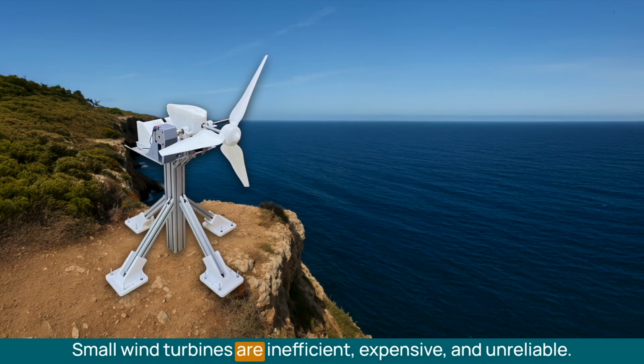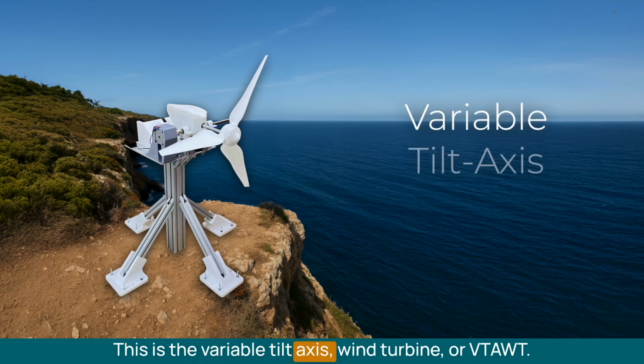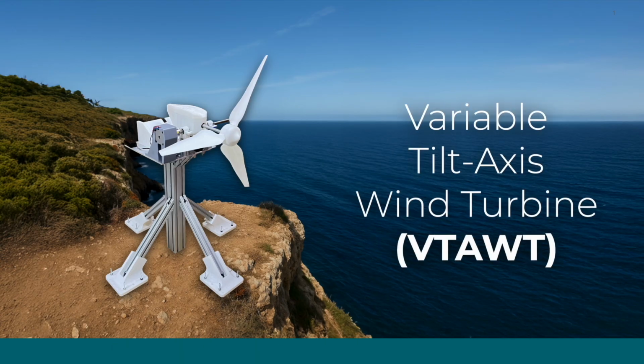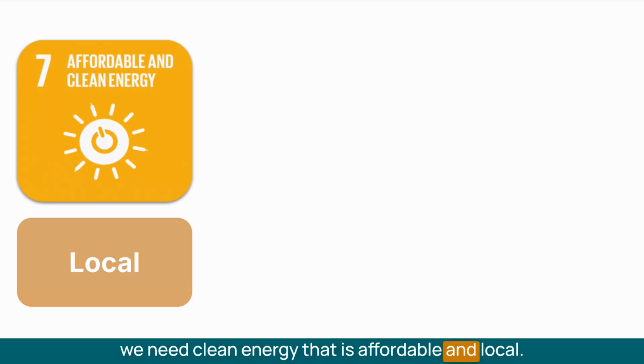Small wind turbines are inefficient, expensive, and unreliable. We set out to fix that. This is the Variable Tilt Axis Wind Turbine, or VTAWT. To meet the UN Sustainable Development Goals, we need clean energy that is affordable and local.